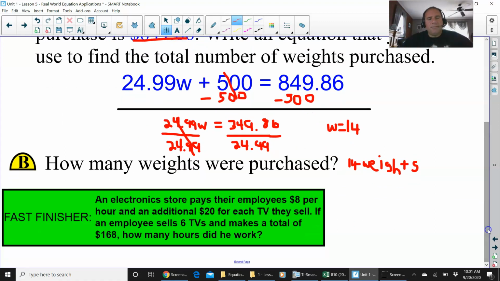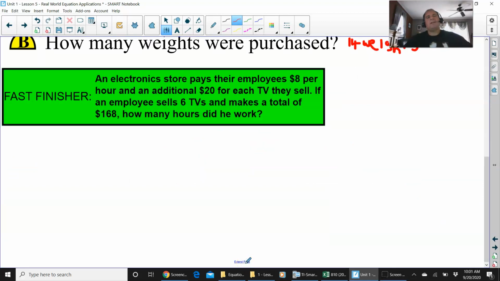All right. So this fast finisher is a very good fast finisher, and I want you to try it. So we're going to try it first, and then we'll come back and we'll talk about the answer and the equation that you need to use to solve it. Press pause and give it a try now.